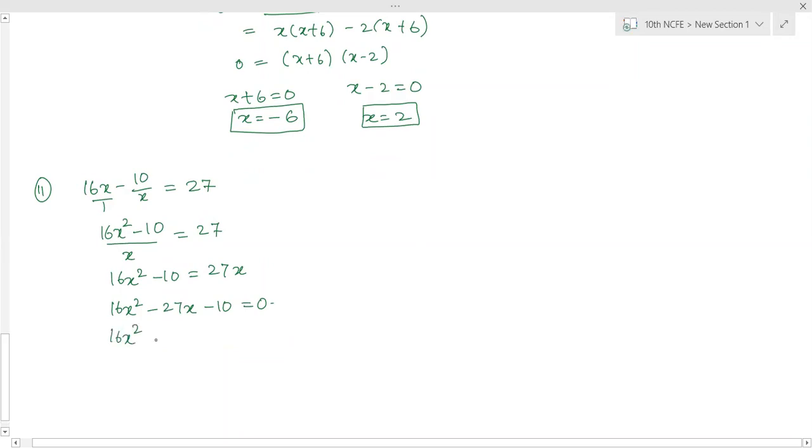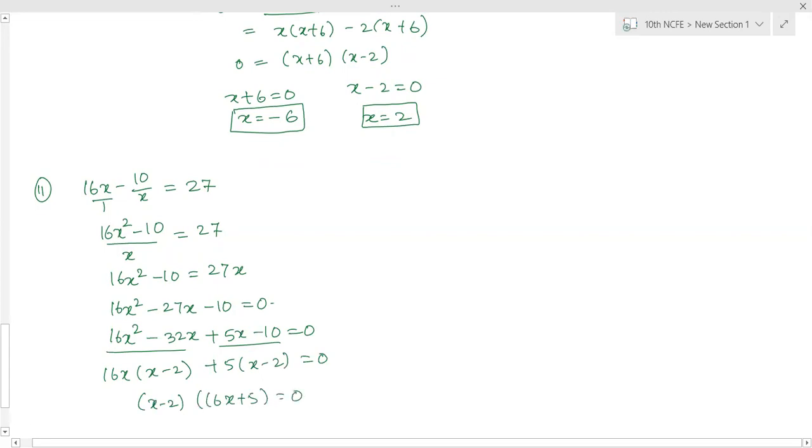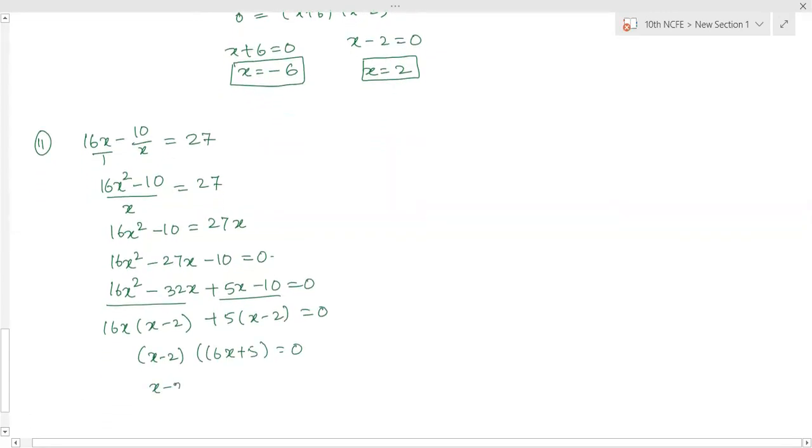Okay, wait. 16x square minus 32x plus 5x minus 10 is equal to 0. Factorize it. So it is 16x into bracket x minus 2 plus 5 into x minus 2 is equal to 0. So x minus 2 into 16x plus 5. Right, good. X is equal to 2. 16x plus 5 is equal to 0. So 16x is equal to minus 5. X is equal to minus 5 by 16.